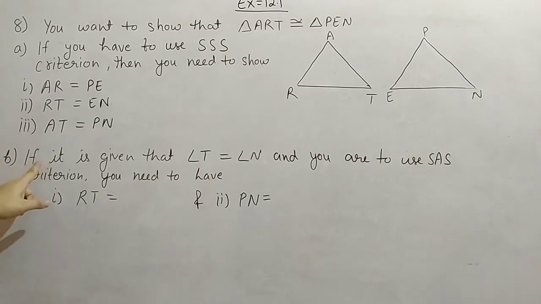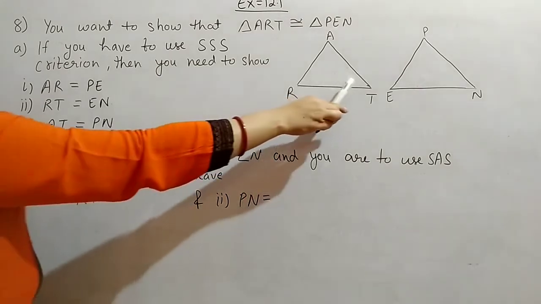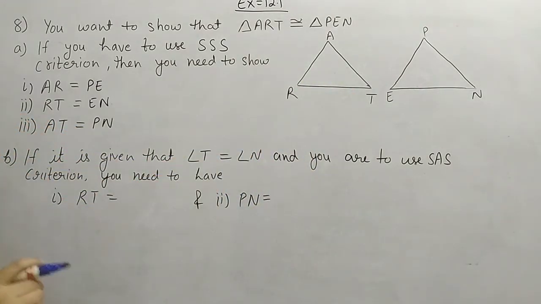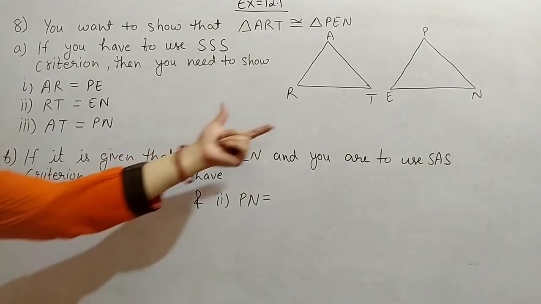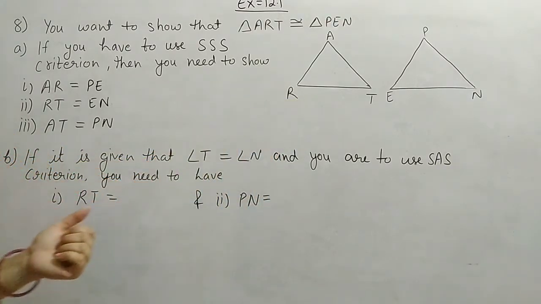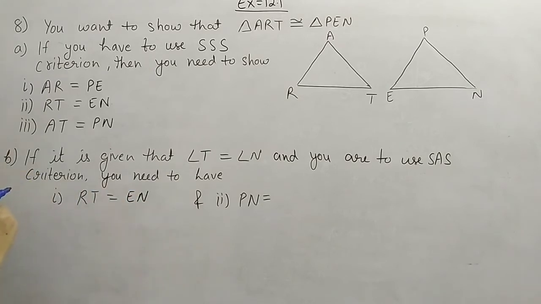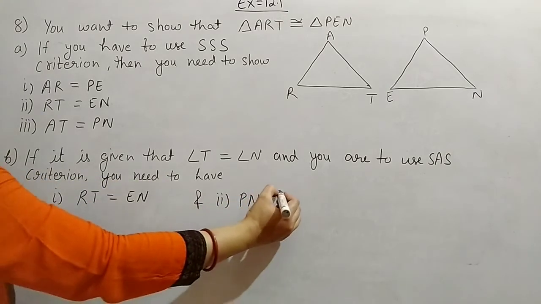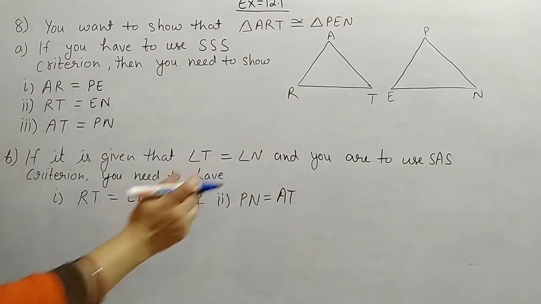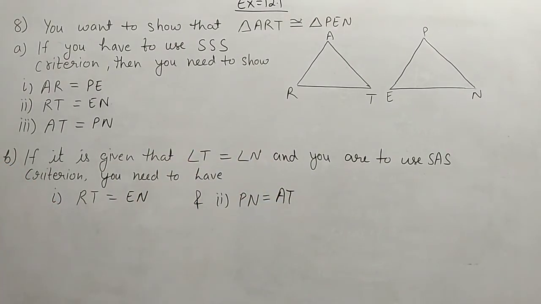Next one, second part, if it is given that angle T is equal to angle N, means this angle T and that angle N are equal to each other, and you are to use SAS. SAS means side angle side, means this T and N are the included angles. Then you need to have RT, this side will be equal to EN. RT is equal to EN. Then PN is equal to AT. You just have to compare two figures and write the corresponding sides.